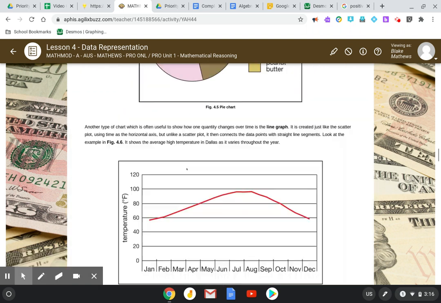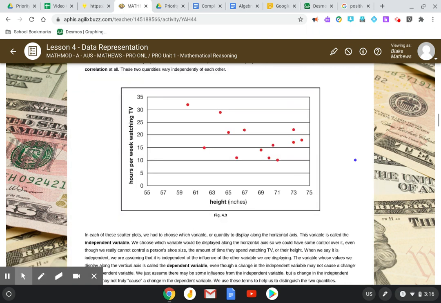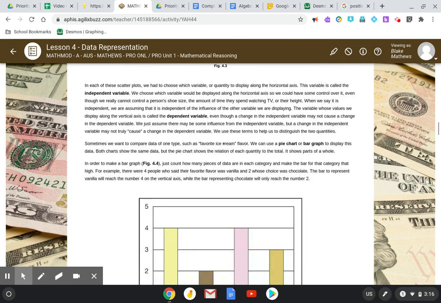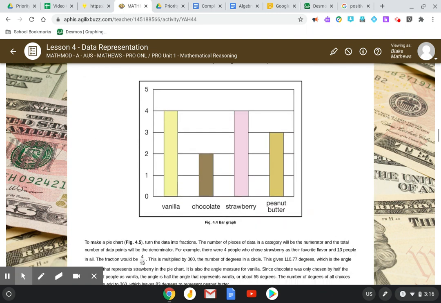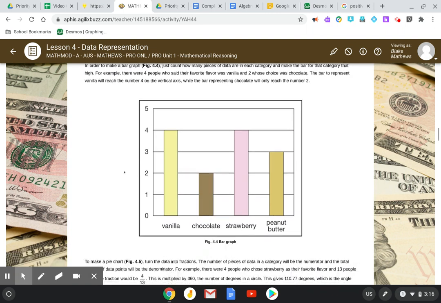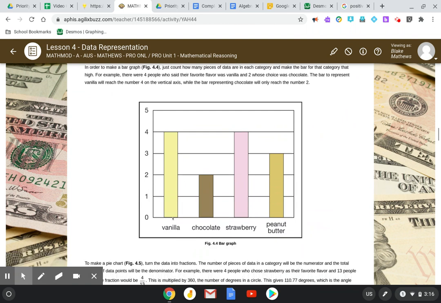Then they get us into some different types of graphs besides scatter plots. And so I'm just going to briefly touch on each one of those. So we have bar graphs. Bar graphs are a way to make comparisons between different values. Just a very clear way to show which one is more than the other.